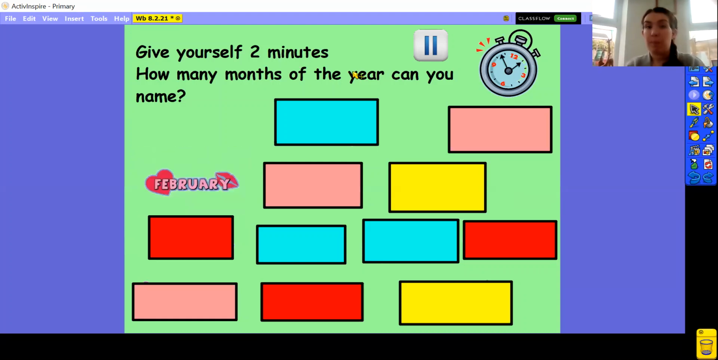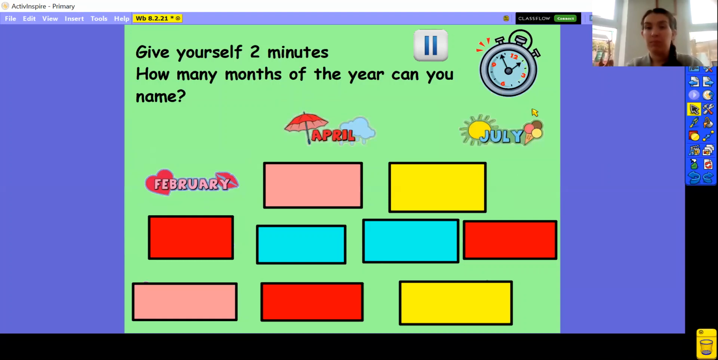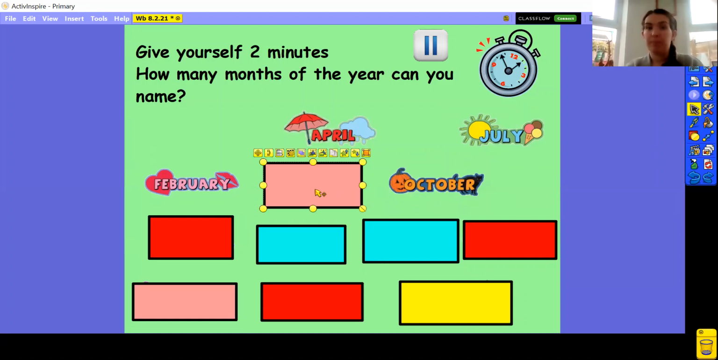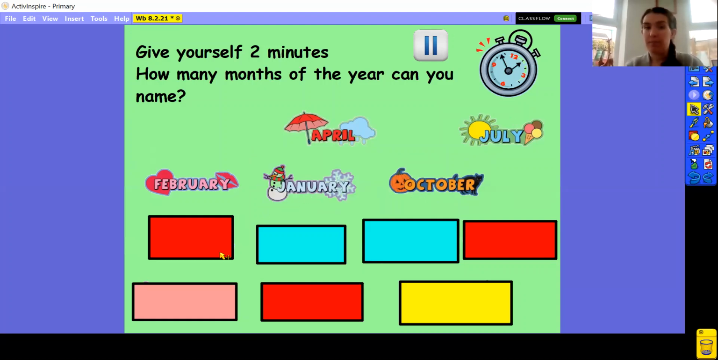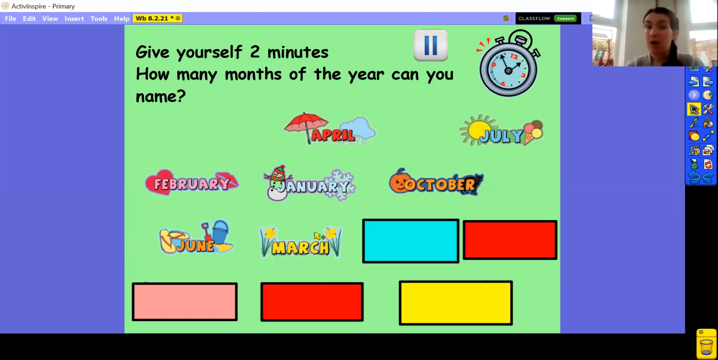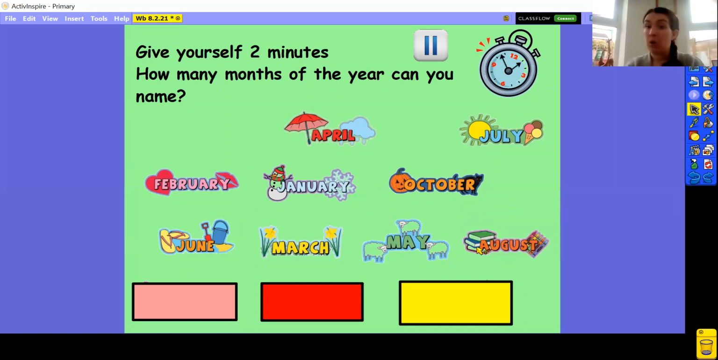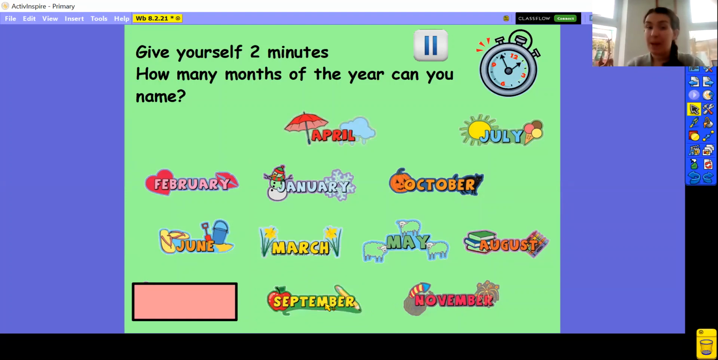We've got February, April, July, October, January, June, March, May, August, November, September, and December. So how many did you manage to get? Did you manage to get all 12?